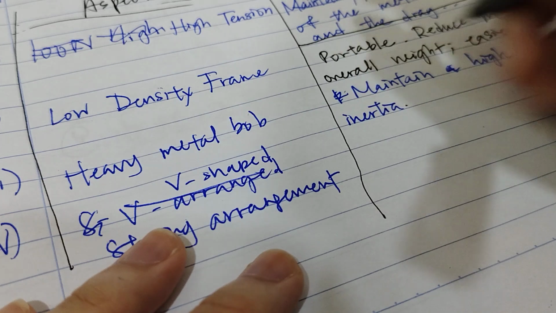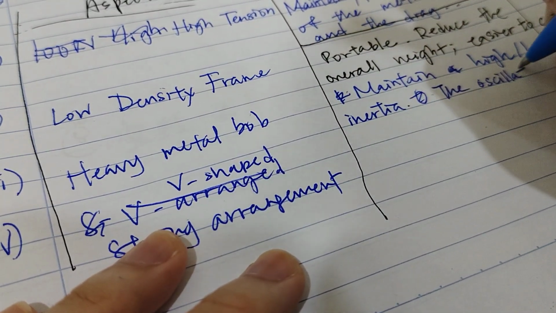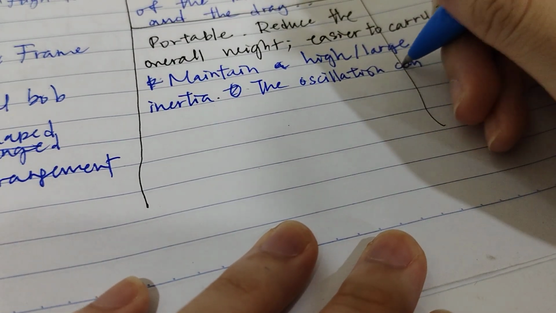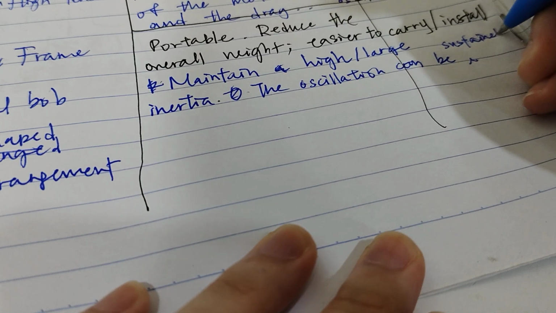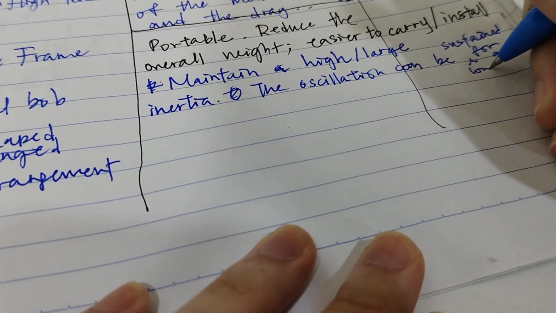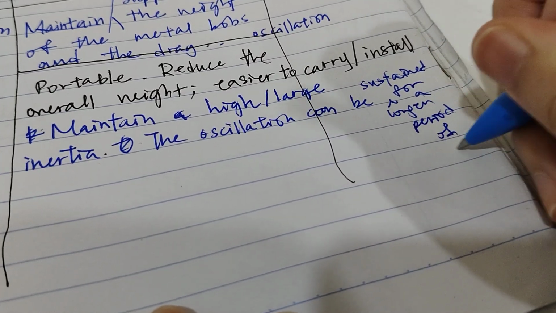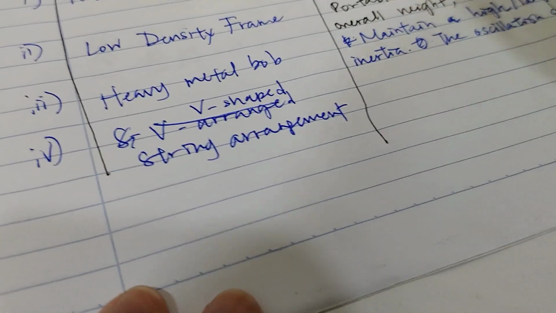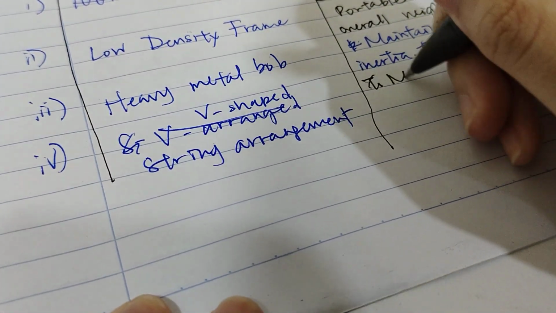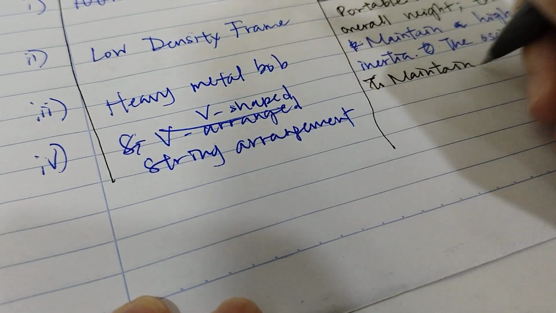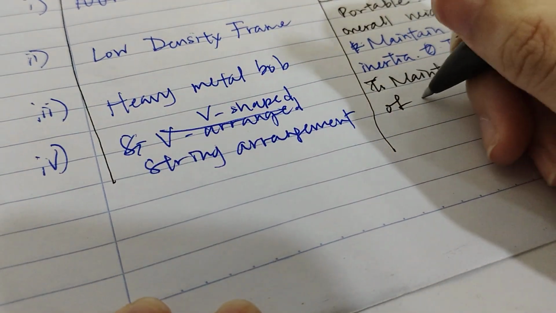This way the oscillation can be sustained for a long time, you can say for a longer period of time. Now the final one, to maintain the V shape, so you want to maintain the stability of the metal bobs.